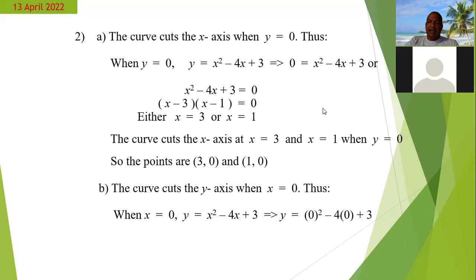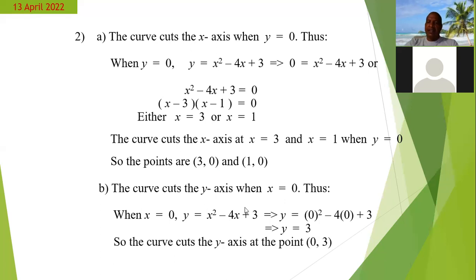All right, so here we are. So we say that when x is equal to 0, y is equal to 0 squared minus 4 times 0 plus 3. So we get y equal to 3. So the curve cuts the y-axis at 0, 3. All right, now what other points do we need? So we said that we need 3 sets of points. We need the turning points, the points where it cuts the y and the x-axis. So we had calculated those just now.